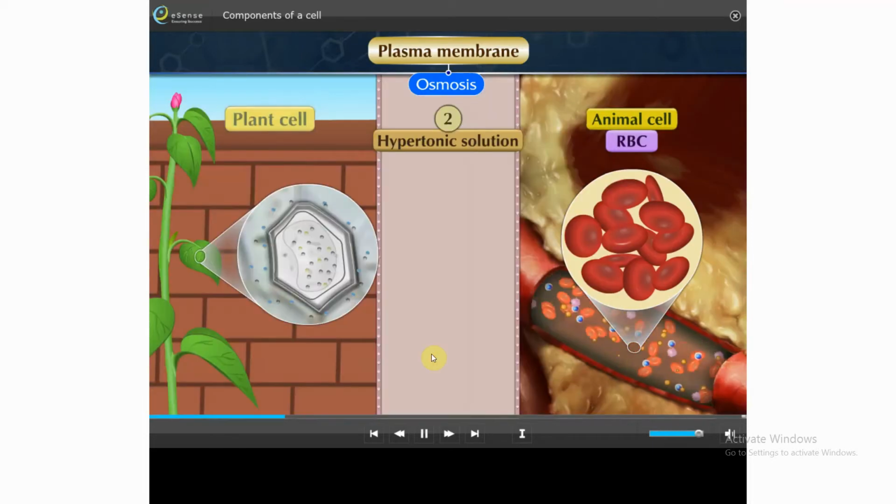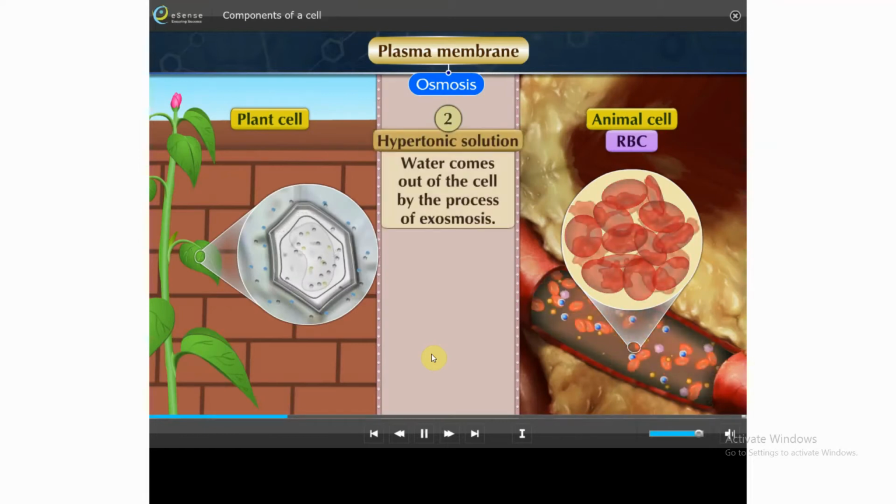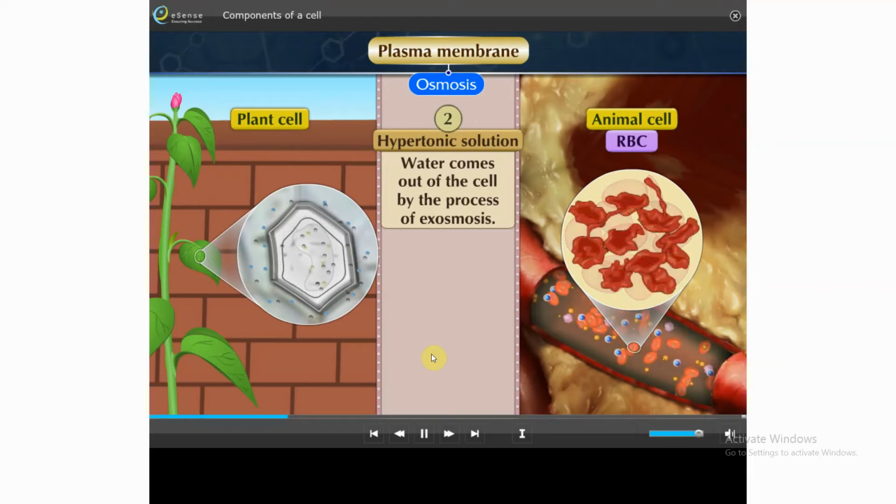If a plant cell or animal cell is kept in hypertonic solution, water comes out of the cell by the process of exosmosis, and there is contraction of cytoplasm. This process is called plasmolysis.